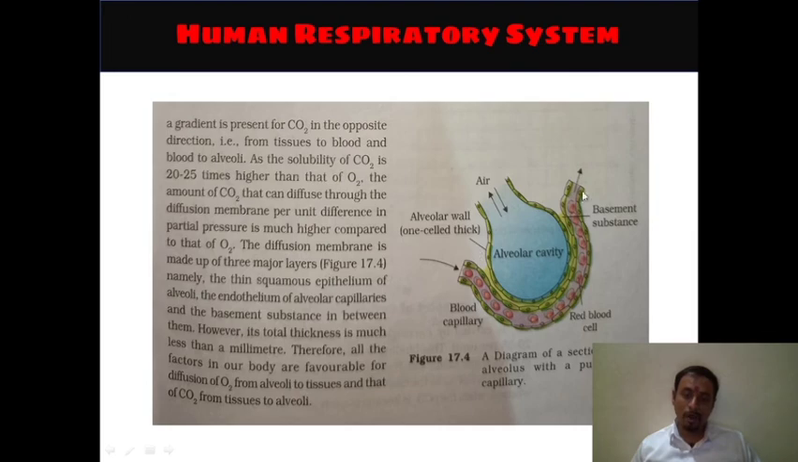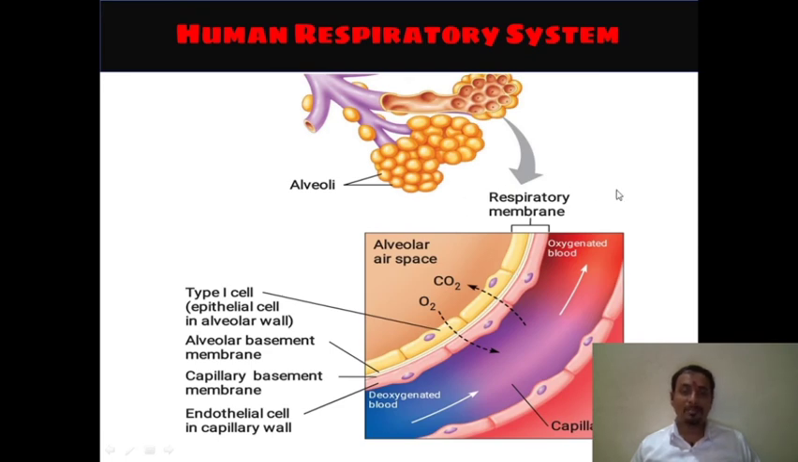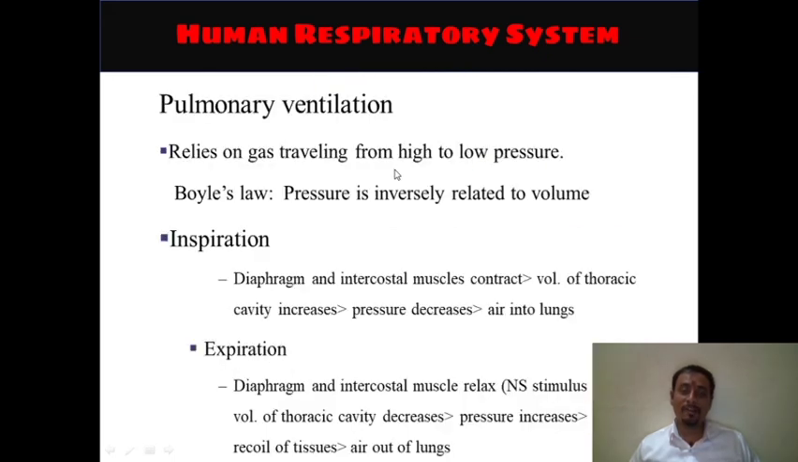See, this is the view of exchange of gases at the alveolar level through blood capillaries, and this is according to the Pearson biology book. So here also three layers are shown. Type 1 epithelial cell in the alveolar wall is shown here. Then the alveolar basement membrane is also shown here. The capillary basement membrane and the endothelial cell in the capillary wall are also shown here. So deoxygenated blood is going here where O2 is mixed and CO2 is taken up by the alveolar airspace. This is according to Pearson's biology book.